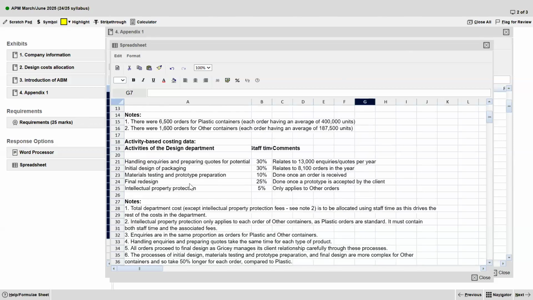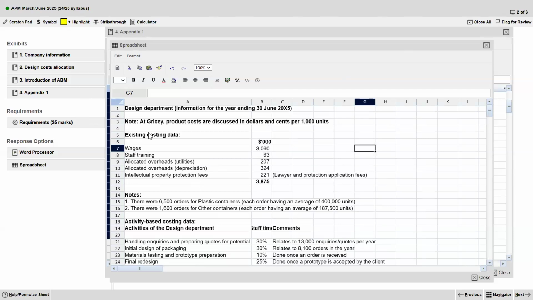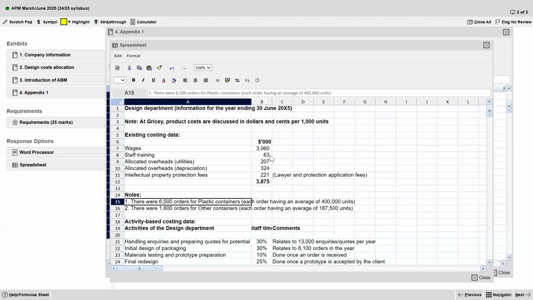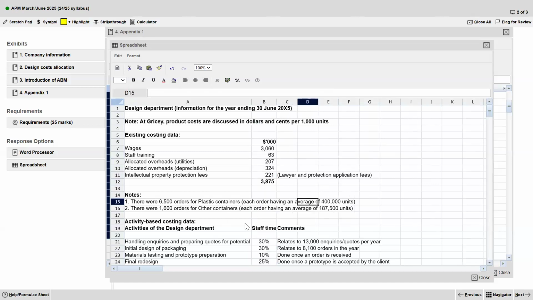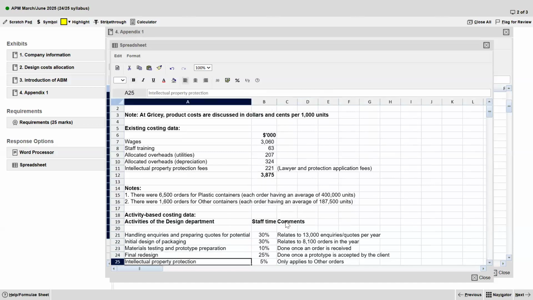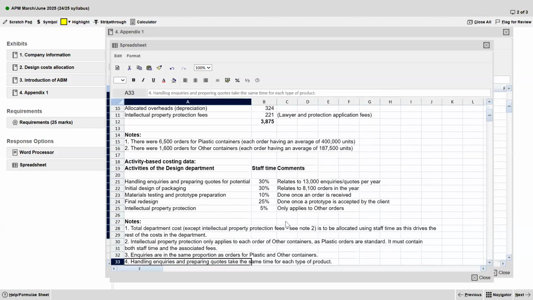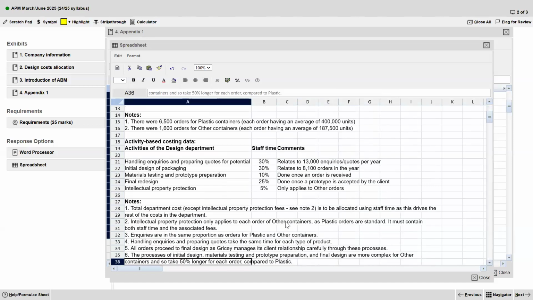Okay, so what are we gonna do? It says existing cost data, this, and this. Intellectual property protection fee. There are 6,500 orders for plastic containers, each having an average of 400,000 units. There are 1,600 orders for other containers, each having an average of 187,500 units. Activity-based costing data: handling inquiries and so on. The total departmental cost is this.